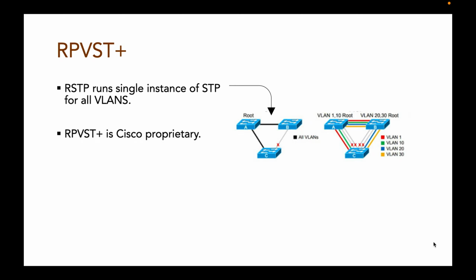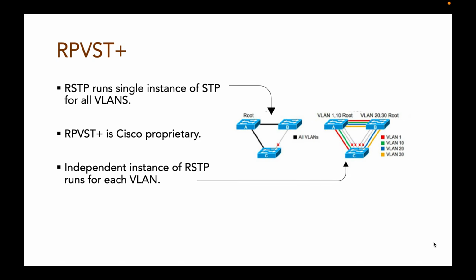So Rapid PVST plus, or RPVST, has an independent instance of RSTP that runs for each VLAN. Each RPVST plus tree can have a different root switch and therefore can span through different links. Since different VLAN traffic can take different active paths from multiple possible topologies, overall network performance or utilization increases.